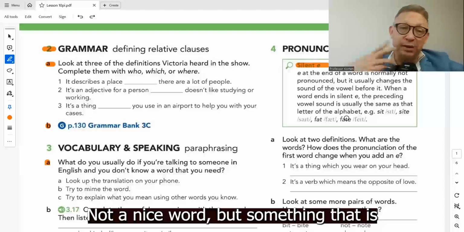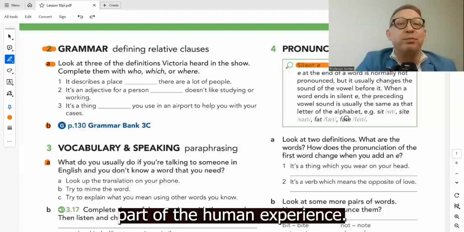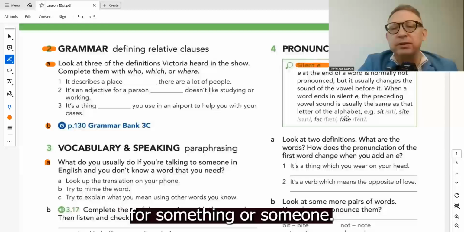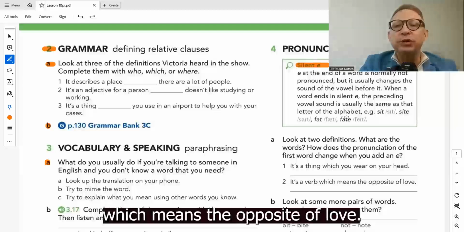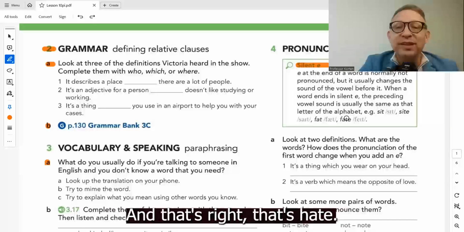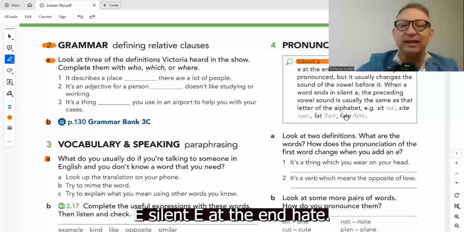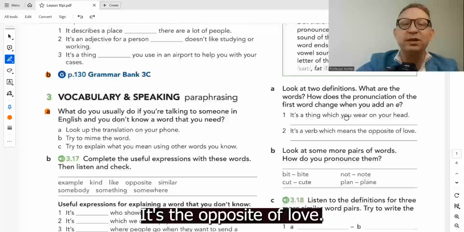Not a nice word, but something that is part of the human experience. And number 2, hate is strong dislike for something or someone. Number 2, it's a verb which means the opposite of love. And that's right, that's hate. That's with the E, silent E at the end, hate. It's the opposite of love.